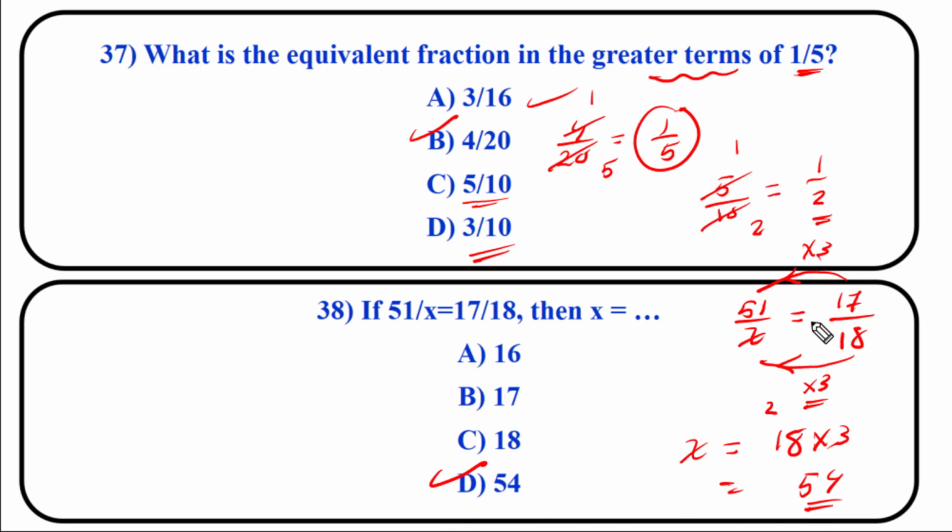Pay attention, guys. Keep your eye on the lowest term of the fraction. The lowest term of the fraction is 17 over 18, which equals 51 over 54. This is called what, guys? 51 over 54 is called the greater terms of the fraction 17 over 18.